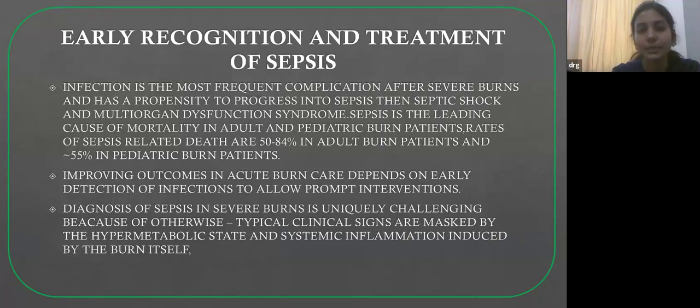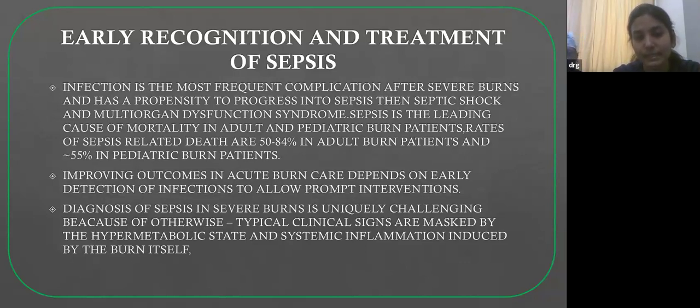Early recognition and treatment of sepsis. Infection is the most frequent complication after severe burn and has a propensity to progress into sepsis, then septic shock and multi-organ dysfunction syndrome. Sepsis is the leading cause of mortality in adult and pediatric burn patients. Rates of sepsis-related death are 15 to 84% in adult burn patients and 55% in pediatric burn patients. Improving outcome in acute care depends on early detection of infection to allow prompt interventions.